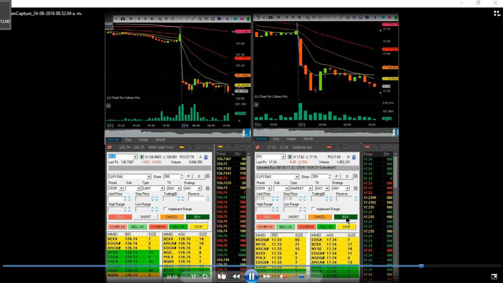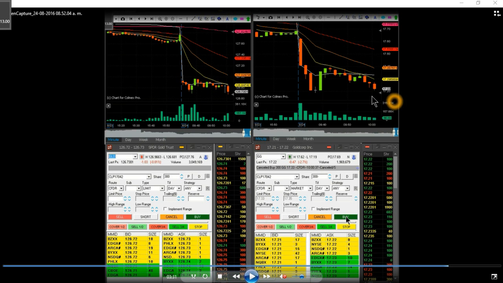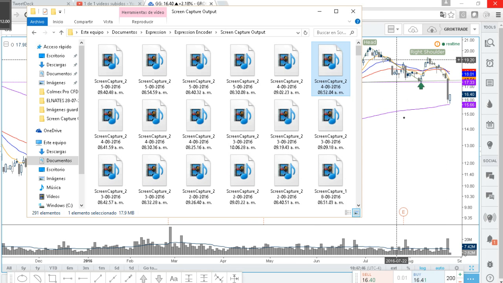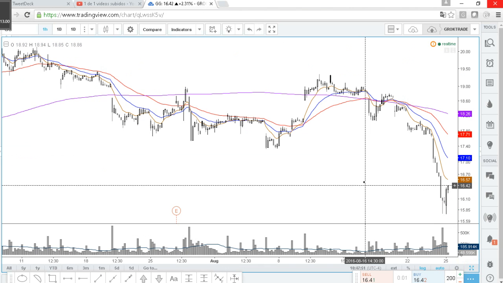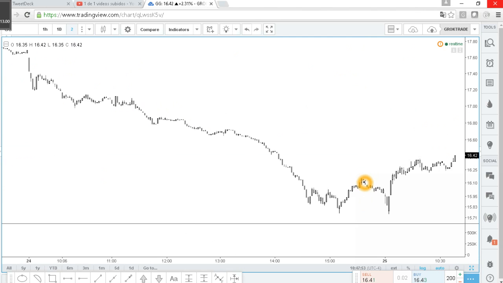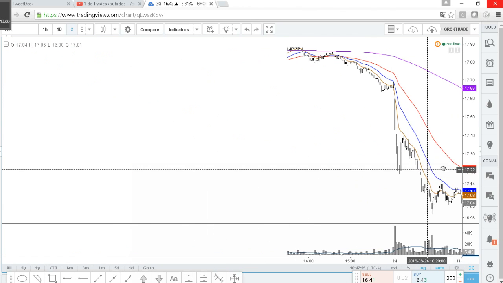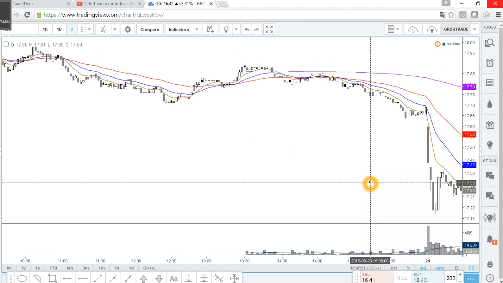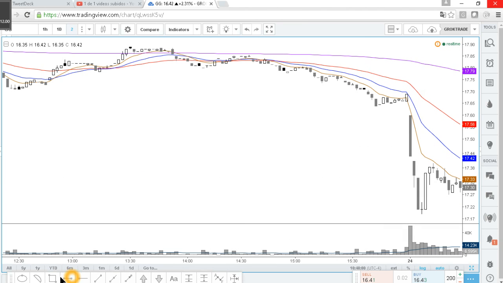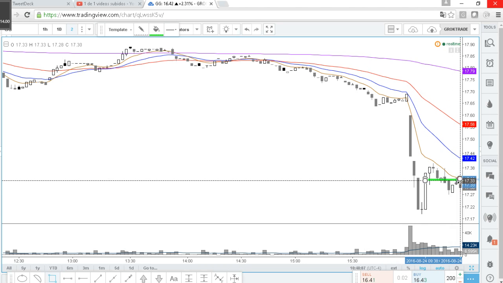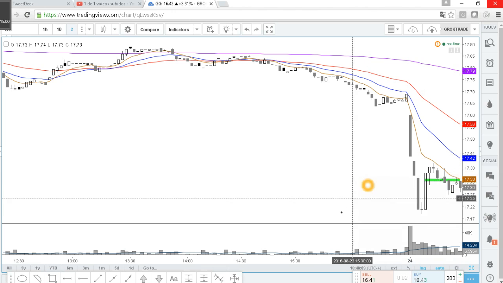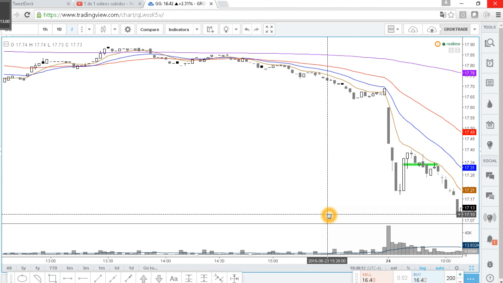I don't have the complete video, but let me show you the chart on my TradingView platform right here. This is the 2-minute chart from yesterday. As I said, my average price was 17.33, as you can see on the video. This is my execution of the short, and right there the price starts to crash.